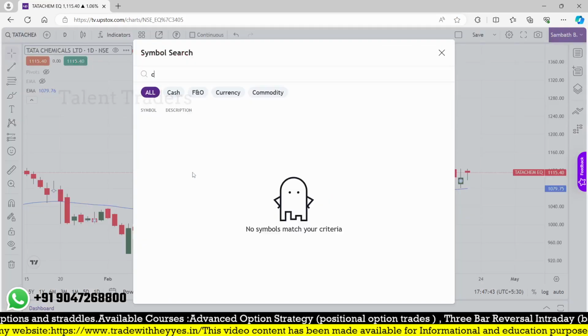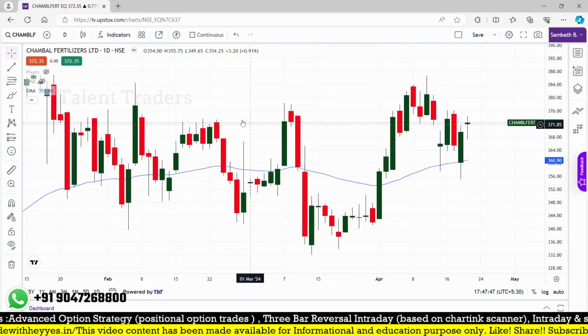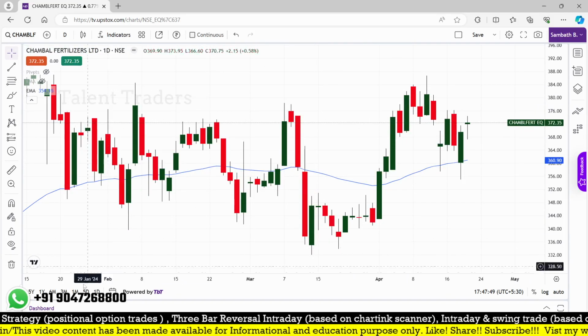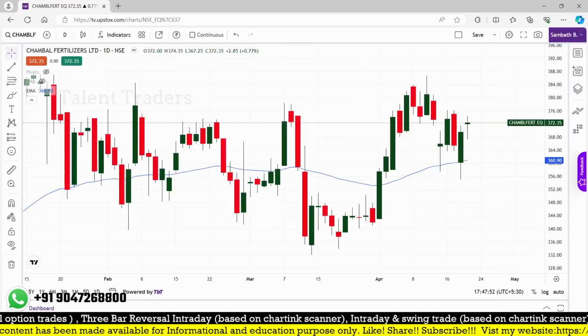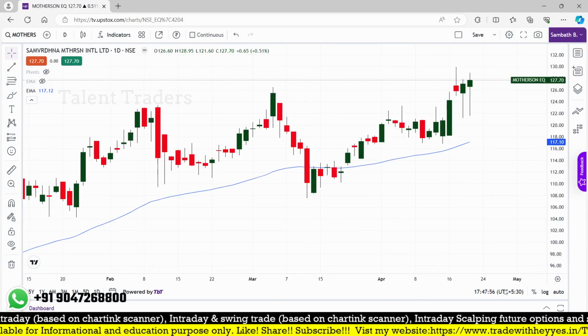Okay, so we had only two stocks, Chambal Fertilizer and Motherson Sumi. So let me check Chambal Fertilizer, whether it is a hammer. Yeah, perfectly it is a hammer. And another one, based on that we are filtering out, Motherson Sumi. So we got initially a lot of stocks by using this filter. This also would be a hammer.